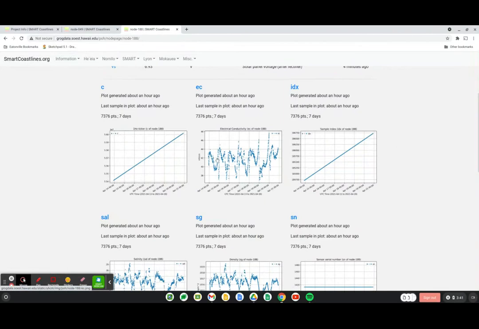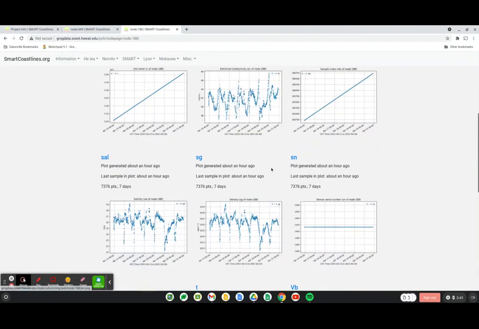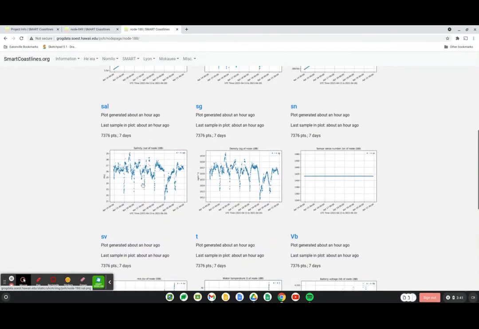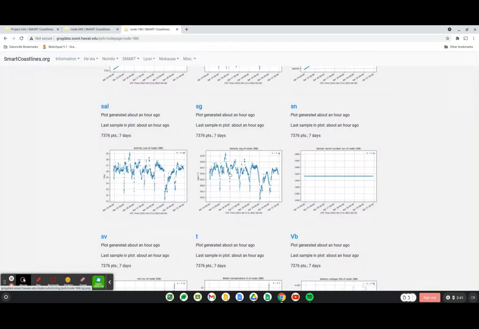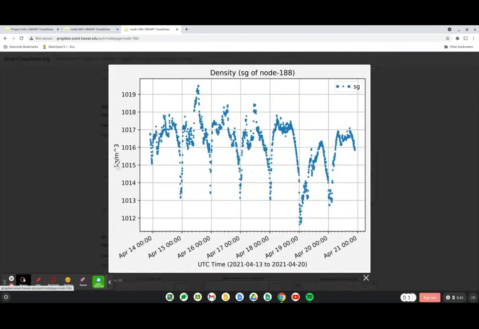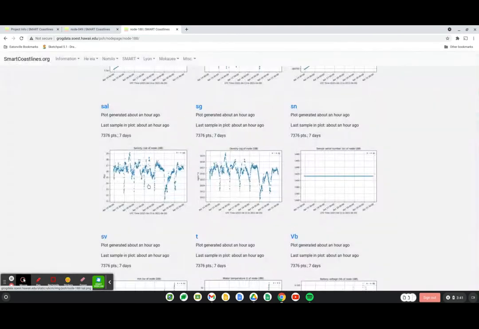So we had electrical conductivity here. We can see some other data here for salinity. So this is the saltiness of the water. And we see some fluctuation day by day as well here. Let's look at the density of the water as well. There seems to be some similarity between this graph for density and the graph for salinity if we look at them side by side.